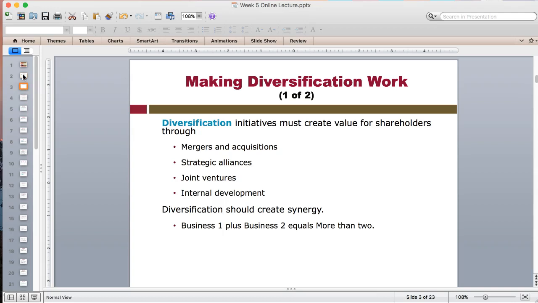There are a lot of different ways to diversify, and we're going to talk about these during the course of this quick lecture. Obviously, the one that's most exciting to people and gets most people's attention is mergers and acquisitions. People like to buy stuff and get bigger. But there's other ways: strategic alliances, joint ventures, and corporate entrepreneurship or internal development. And when I talk about diversification, it doesn't just mean acquiring another company. It can be as simple as introducing a new product line or a new product, depending on what business you're in.